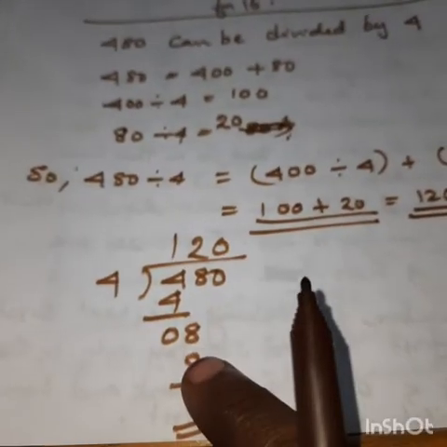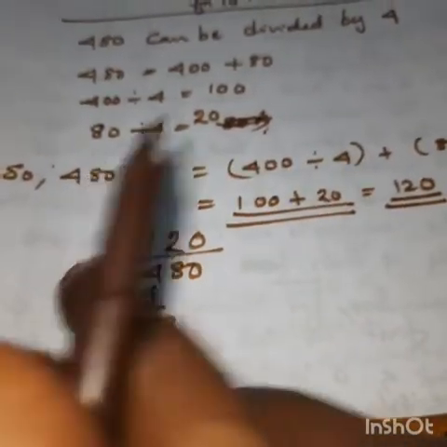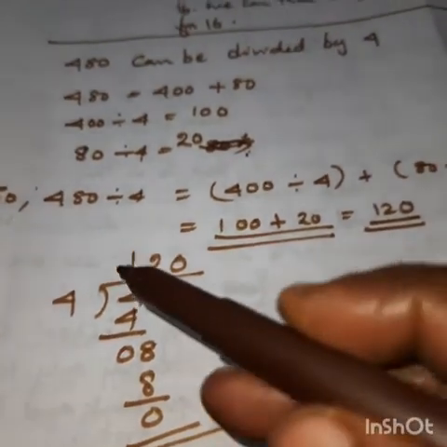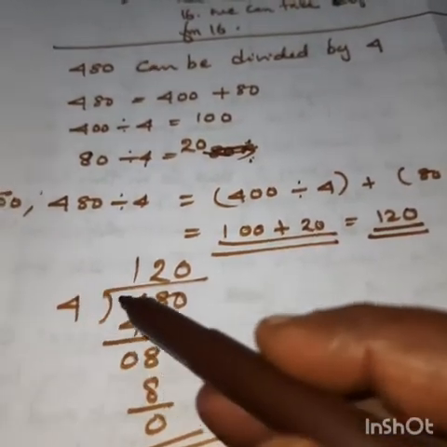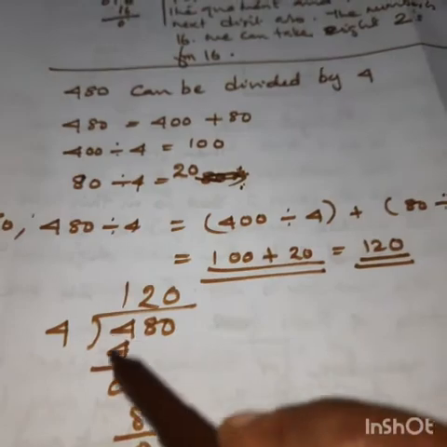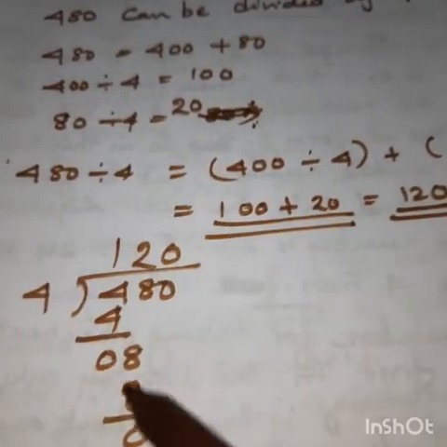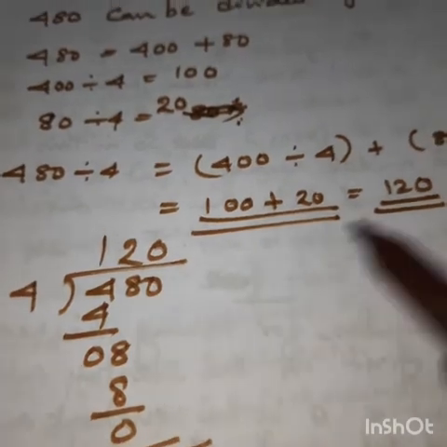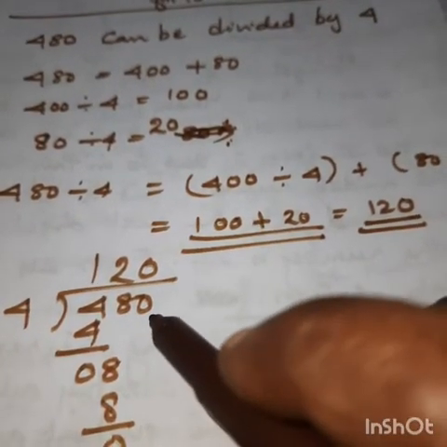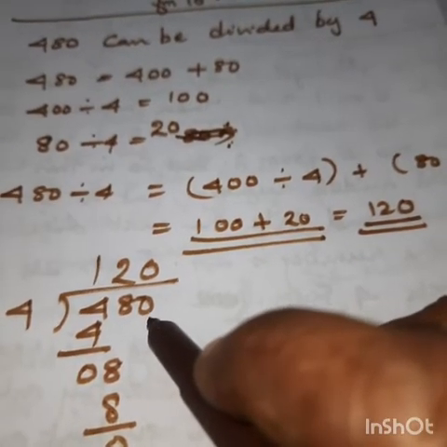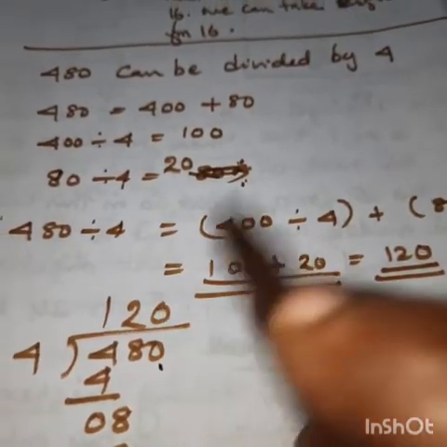But the real division is 480 divided by 4. It starts with 4 divided by 4. 4 into 1 is 4, remainder 0. Then the next digit is 8. 4 twos are 8, then the remainder is 0. But there is one last digit, 0. This 0 should be added to the quotient.